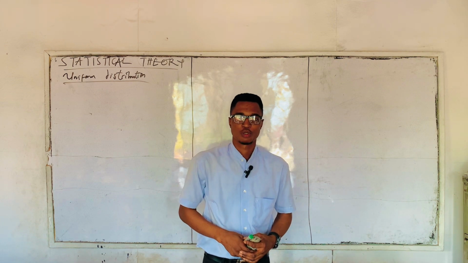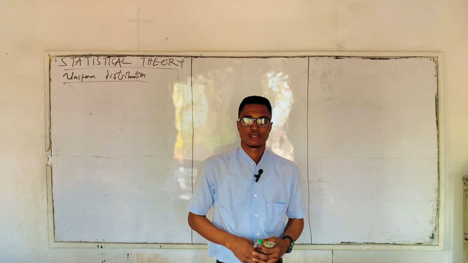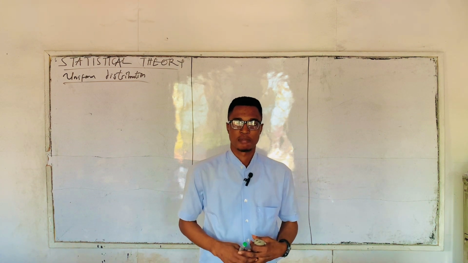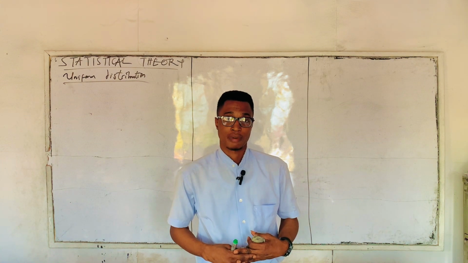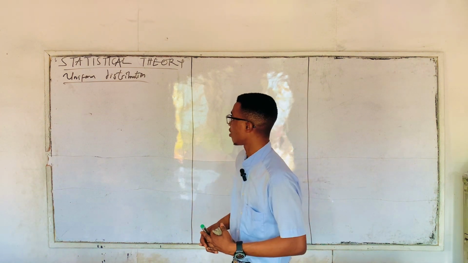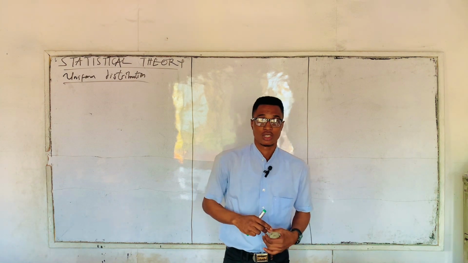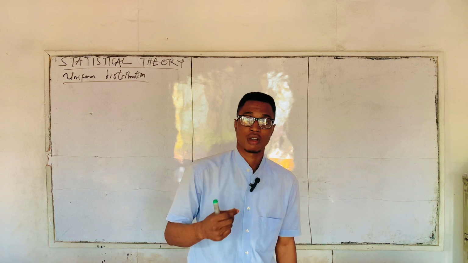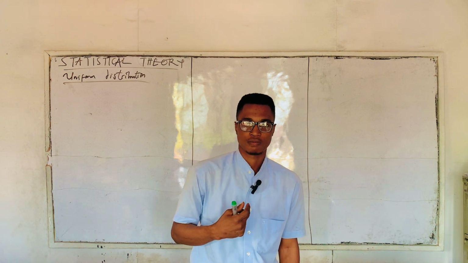In today's video, we shall be talking about a continuous random variable, and of course we shall be proving the mean and variance of a continuous probability distribution. However, uniform distribution is a continuous random variable. And of course, this uniform distribution can also be expressed as a rectangular distribution.